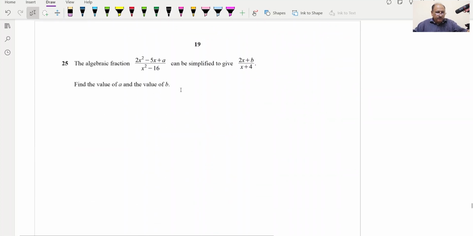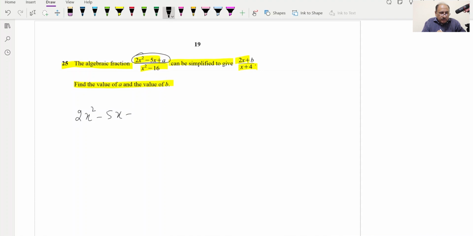Now question number 25, it's a little tricky question, but we can do it easily. The easiest method which I can explain is this algebraic fraction. This one can be simplified to this one. Find the value of a and b. So what I will do, I will consider first only the numerator. So I will take 2x squared minus 5x plus a. Now this should be equal to, answer is this one. From answer we can get hint.